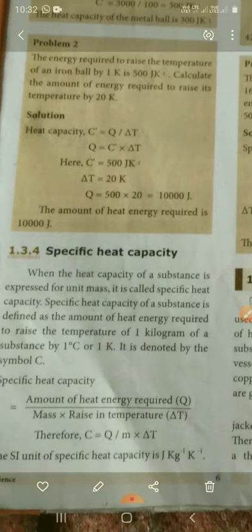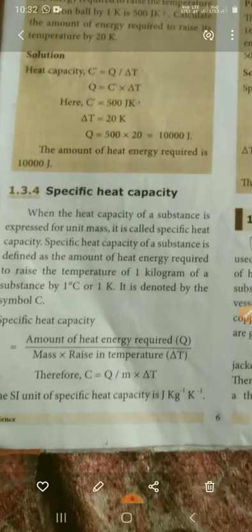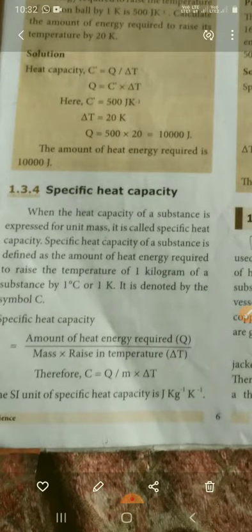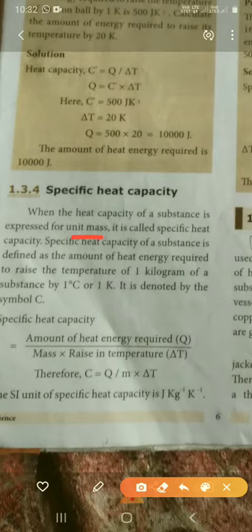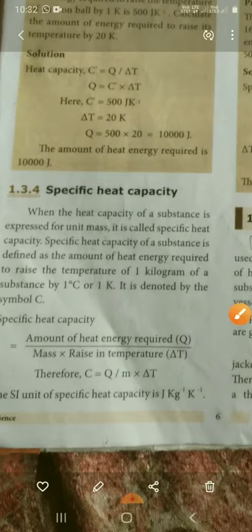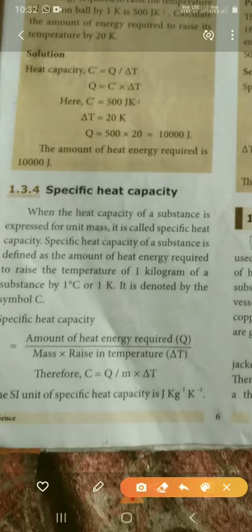Okay, next chapter is specific heat capacity. We already learned heat capacity. Now specific: when the heat capacity of a substance is expressed for unit mass, it is called specific heat capacity. Only this one line you need to remember: expressed for unit mass, it is called specific heat capacity. Specific heat capacity of a substance is defined as the amount of heat energy required to raise the temperature of 1 kilogram of a substance by 1 degree Celsius or 1 Kelvin.